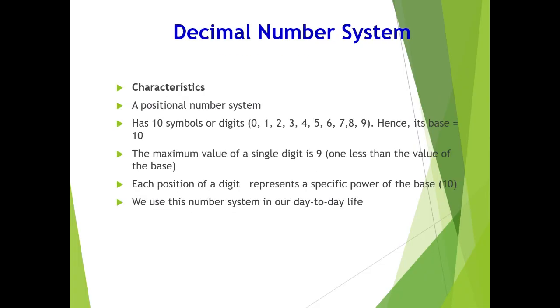First, let us discuss decimal number system. Decimal number system has 10 symbols: 0, 1, 2, 3, 4, 5, 6, 7, 8, 9. Hence, its base is 10. And the maximum single digit number is 9.